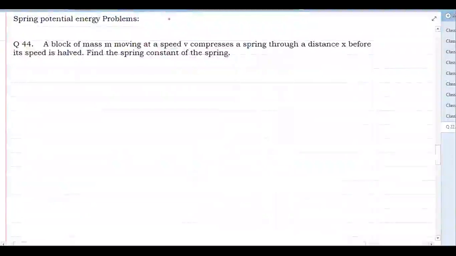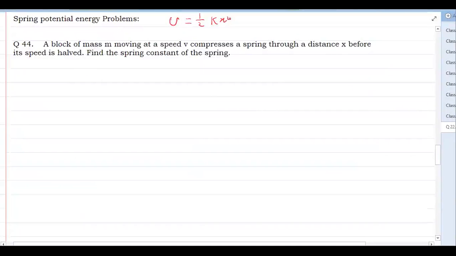Potential energy. The spring potential energy is given by half kx square. So this one we will use during the questions. Okay, so look at the first question. A block of mass m moving at a speed v compresses a spring through a distance x before its speed is halved. Find the spring constant of the spring.